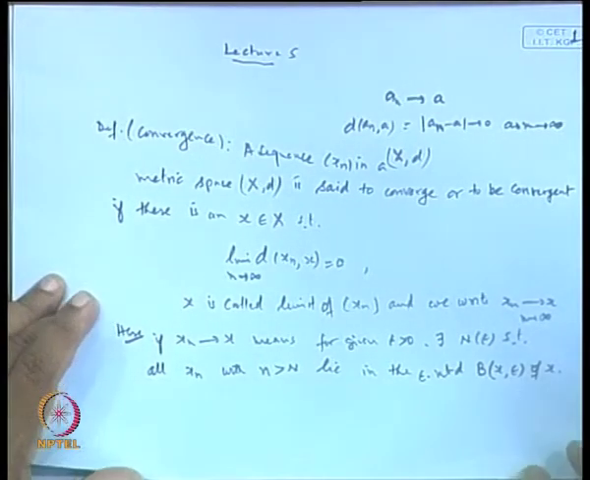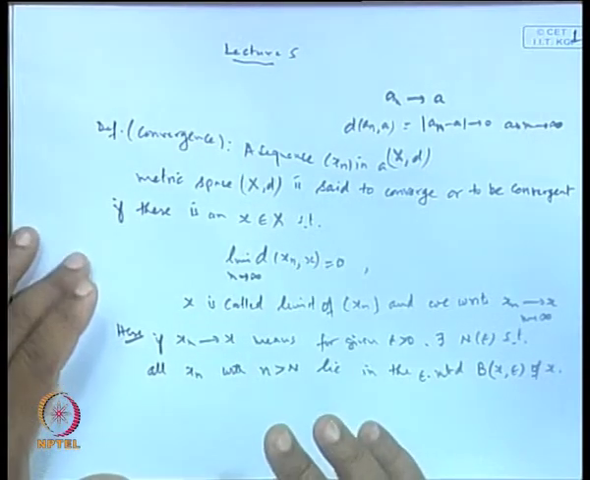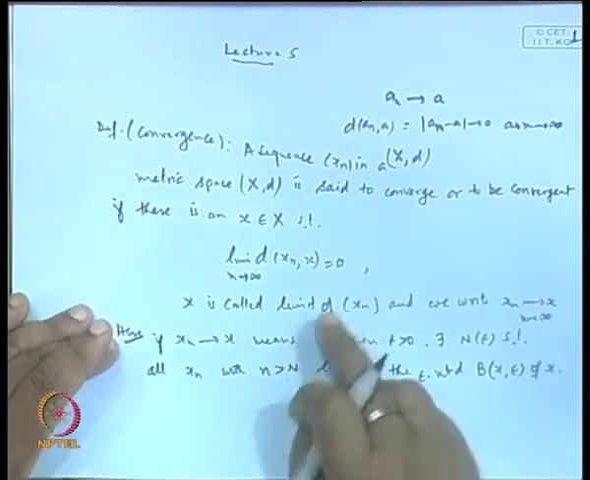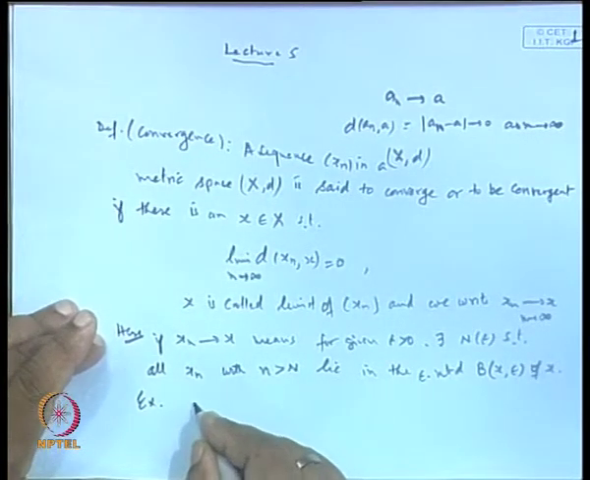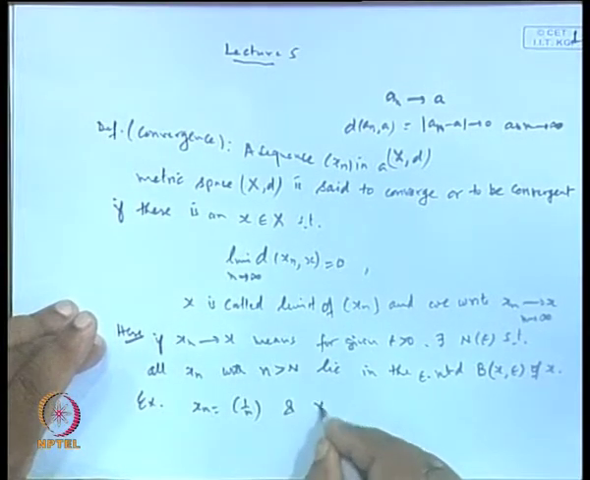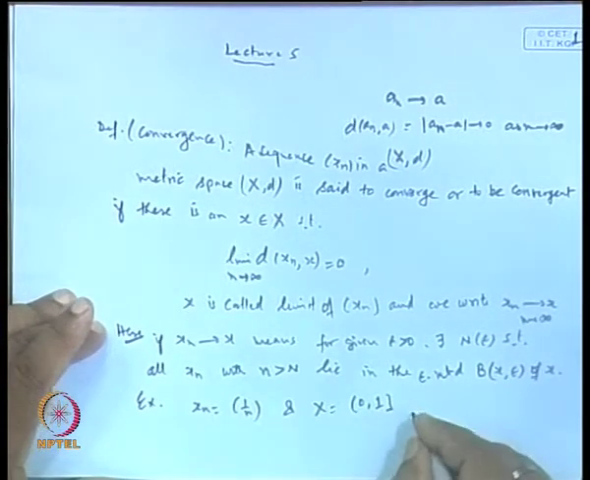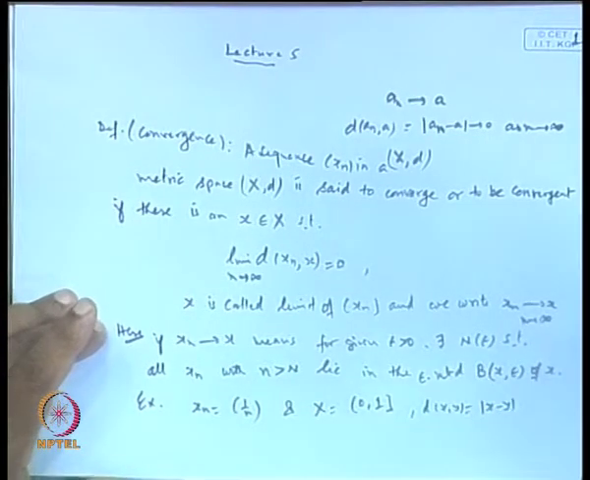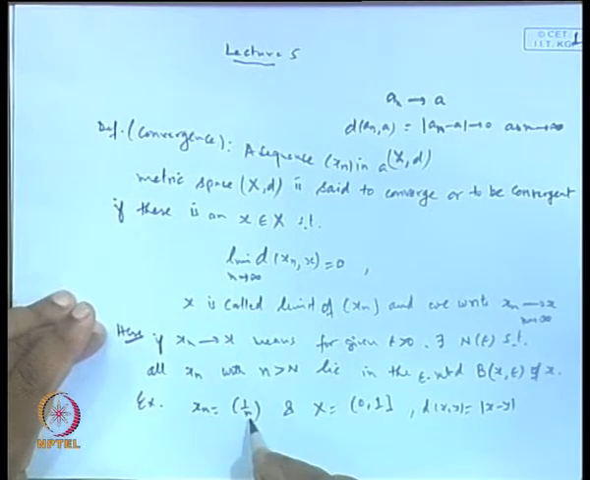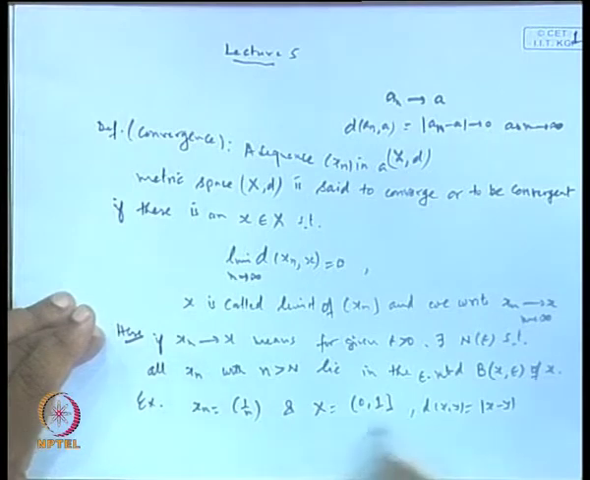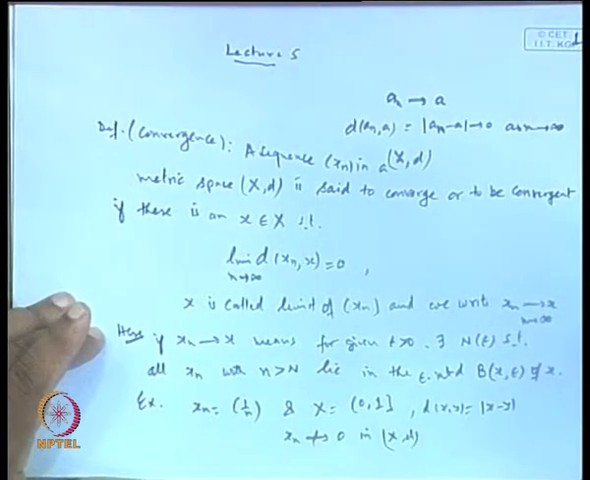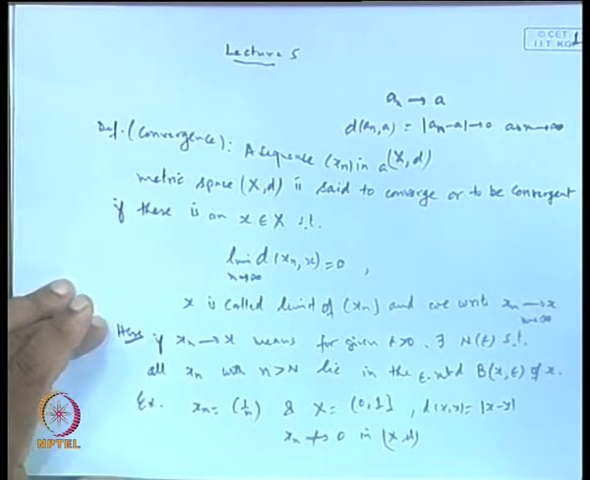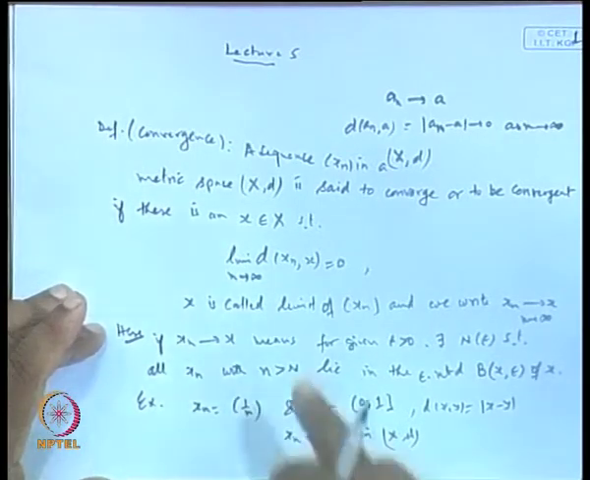Okay. Now, the point x must be a point in X. If x does not belong to capital X, then we cannot say the sequence converges. For example, if we take a sequence x n equal to 1 by n, and our capital X is the semi-closed interval (0, 1], and the metric d is x minus y, then though the sequence x n goes to 0 as n tends to infinity over the real line, 0 is a point which is not available in the space X. So, we say x n does not converge to 0 in the metric space X, d, because the limiting point is not available here. The important part is that the limiting point must be a point of the space X.